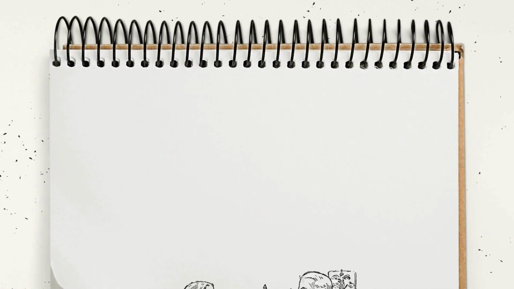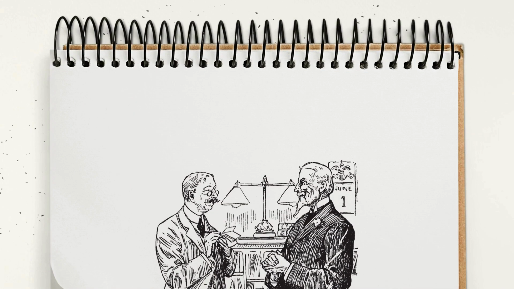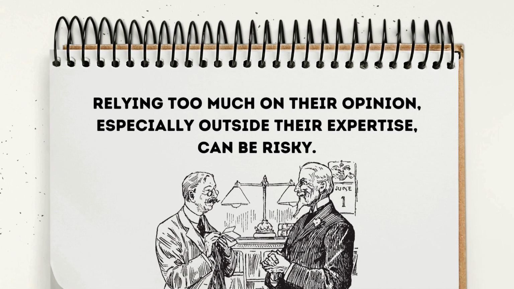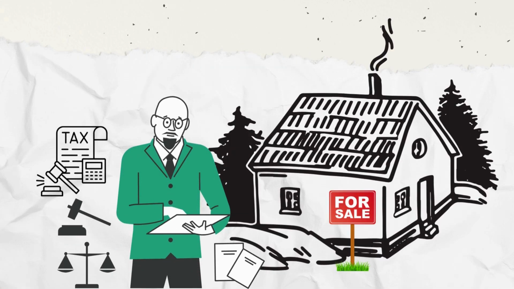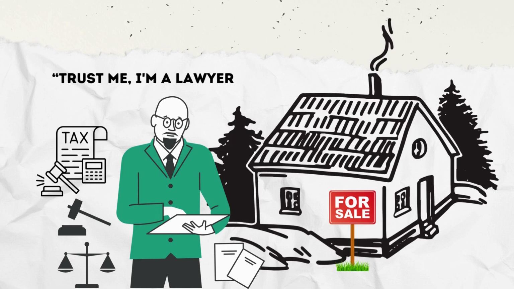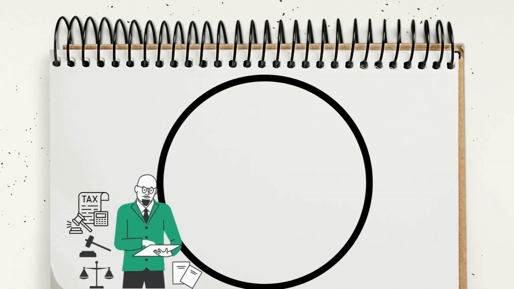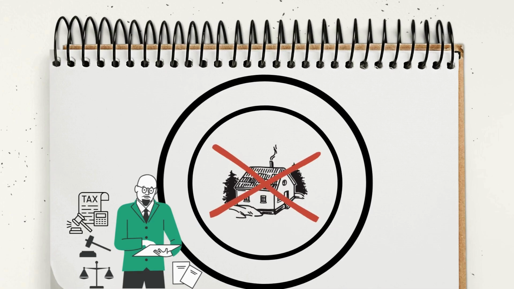Seeking support from an authority figure is fine, but relying too much on their opinion, especially outside their expertise, can be risky. For instance, if you're buying a house and ask your friend, a tax lawyer, for advice, and he says, "Trust me, I'm a lawyer." Believing him solely based on his title is an appeal to authority fallacy. His expertise in taxes doesn't necessarily make him an expert in property matters.